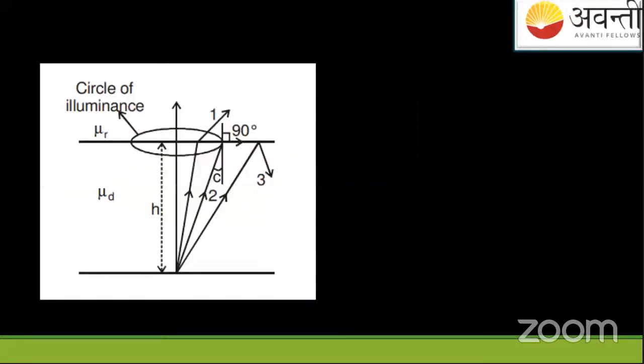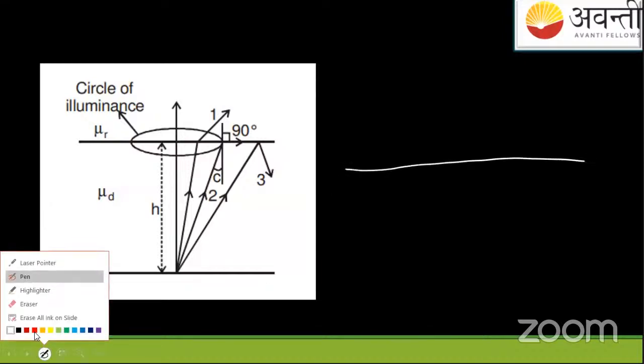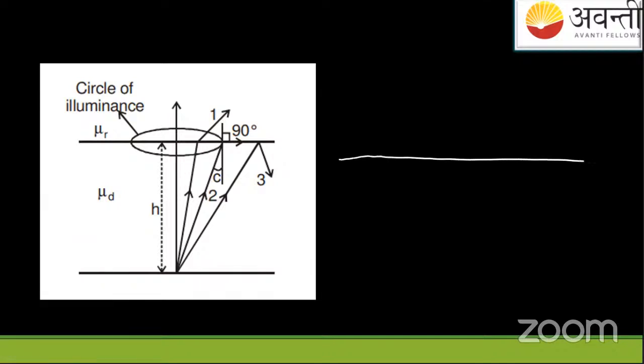Now let us see. What was the critical angle thing? Suppose you're having a boundary. Let me draw this boundary properly. Suppose I draw a straight line like this. This is a boundary which is separating two mediums. This is a rarer medium. I'm writing the subscript R for rarer medium and the subscript D for denser medium. This is the refractive index of the rarer medium. This is the refractive index of the denser medium.